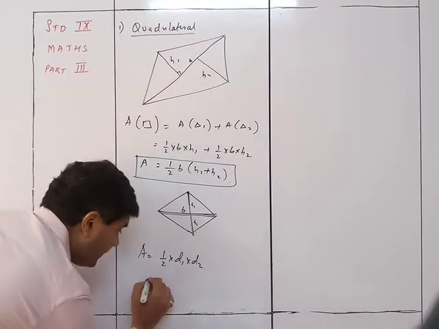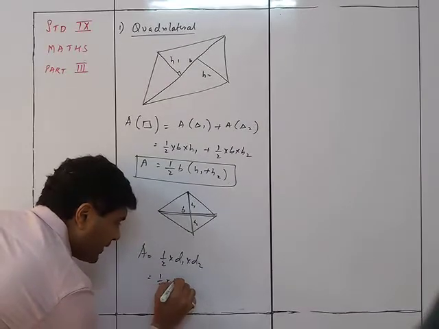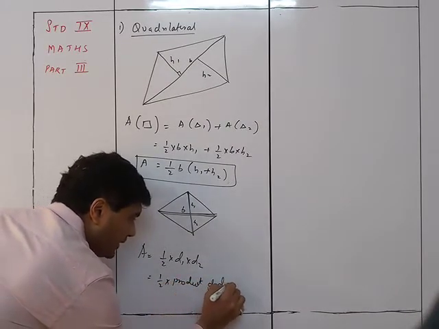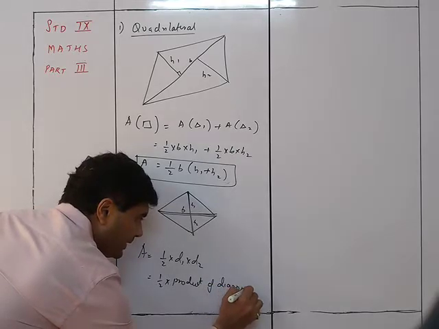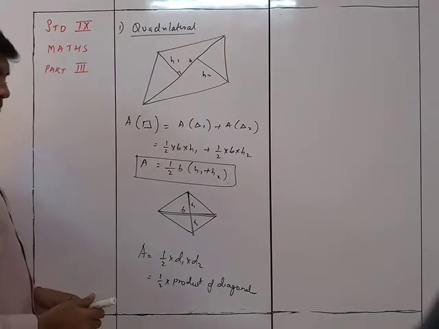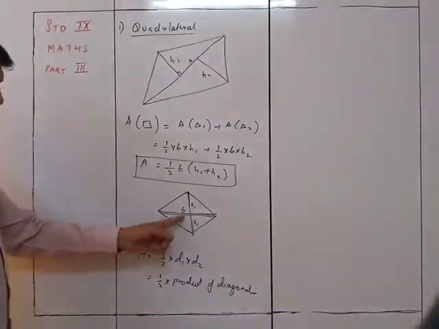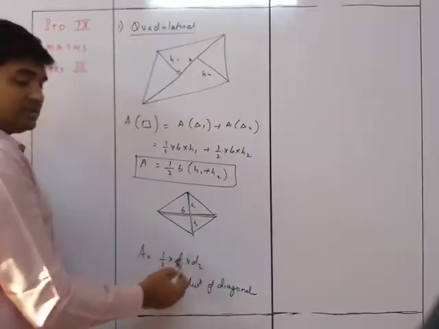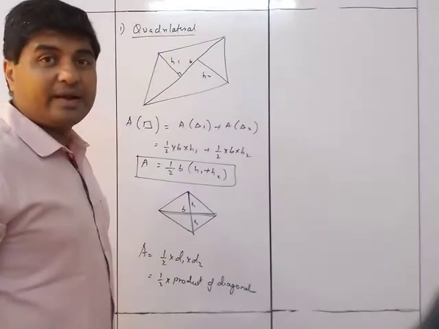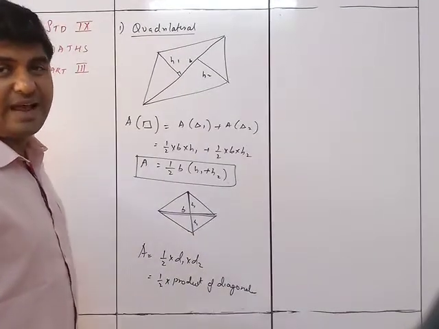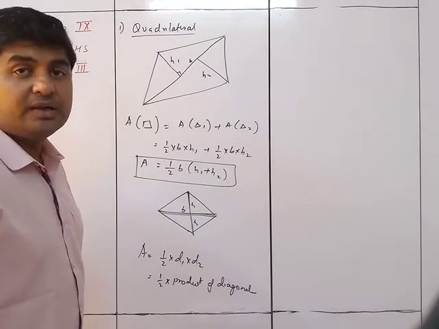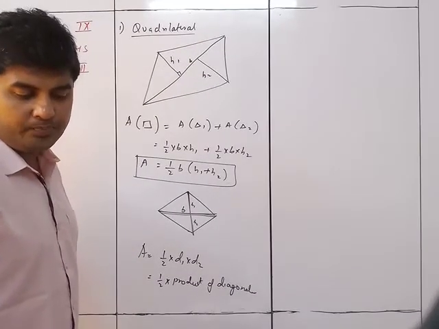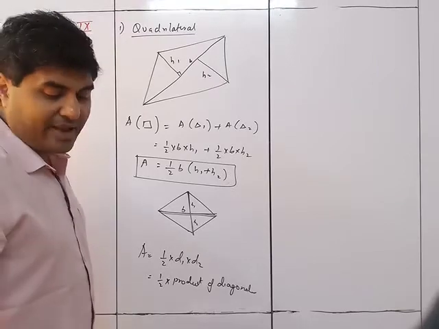So that is nothing but half into product of diagonals. Got it? So this is the formula wherein both the diagonals are perpendicular to each other. If the diagonals are perpendicular to each other, then we can say that the area will be half into product of the diagonals.